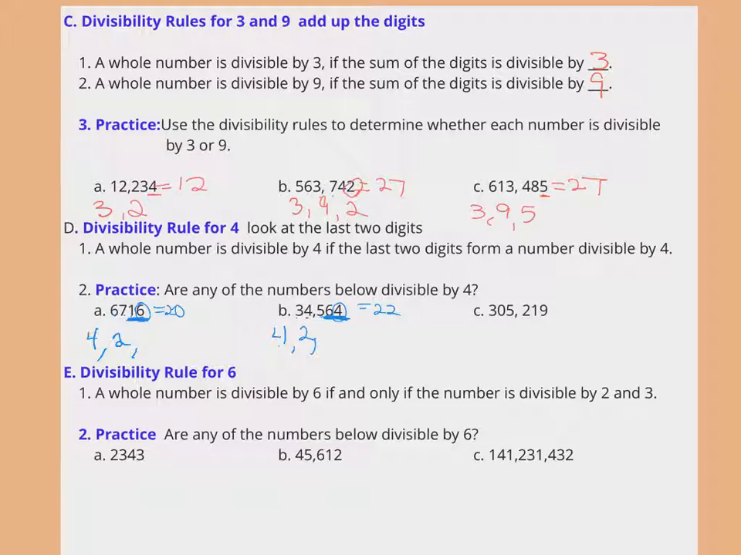For C, if I look at 305,219, I'm going to look at my last 2 digits, 19. Is 19 divisible by 4? No. So this number is not divisible by 4. If I look at my last digit, it's odd, so it's not divisible by 2. If I add up my digits, I have 10, 12, 17, 18, 19, 20. I have 20 as my sum. 20 is not divisible by 3, and it's not divisible by 9. So right now I don't have any factors listed from the ones that I checked: 1, 2, 5, 3, 9, and 4.